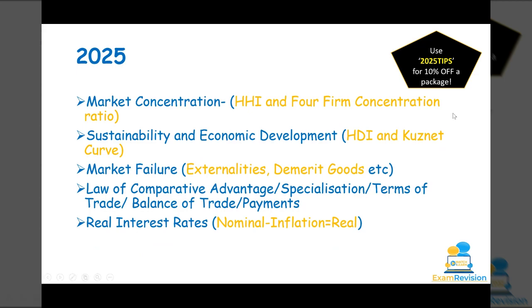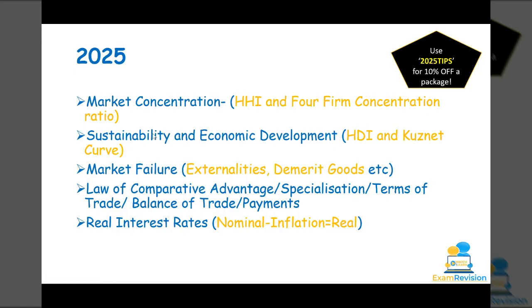Okay. And specific things then, market concentration, which has come up pretty much every year, the HHI, the Herfindahl-Hirschman Index. The four firm concentration ratio hasn't come up yet, so that's something to just be aware of. It's bound to come up at some stage. Make sure you can do it. It hasn't come up in the past papers yet, so they probably will throw it in at some stage. So I always cover that with my students. And same with the Kuznets curve.